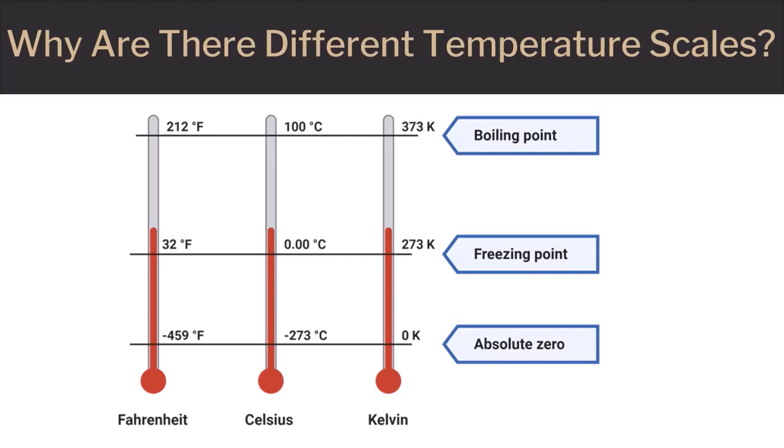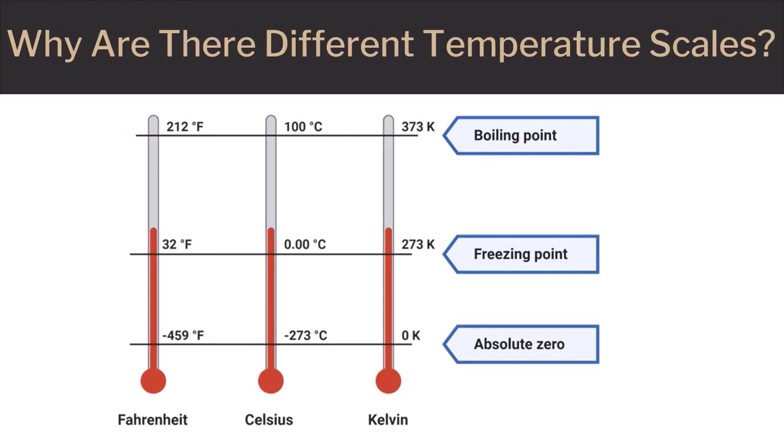In order to do this, we need to start with a standard. The freezing and boiling points of water at sea level are a good starting point for comparison. If you look at the thermometers on the slide, it will become apparent that the freezing and boiling temperatures of water vary depending on which temperature scale is used for the measurement.